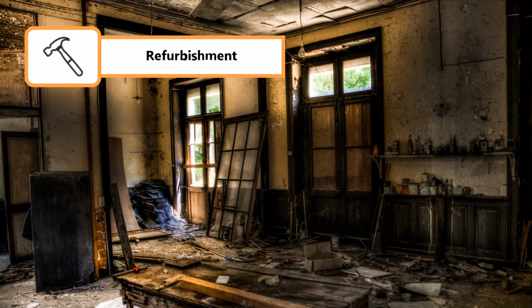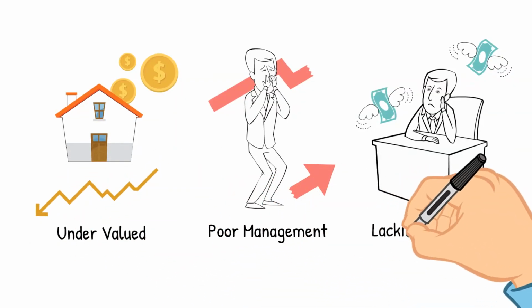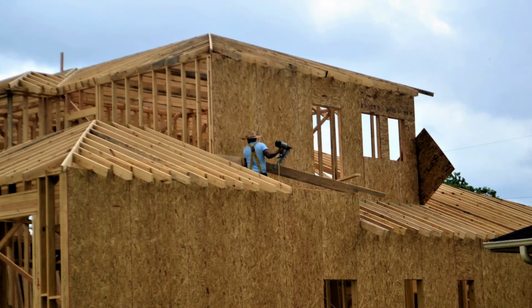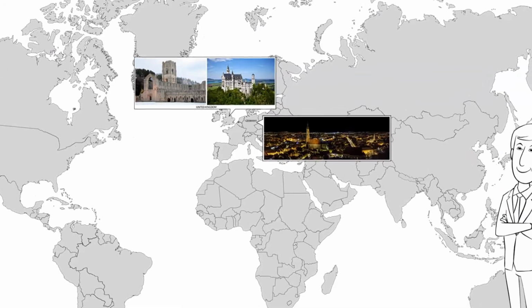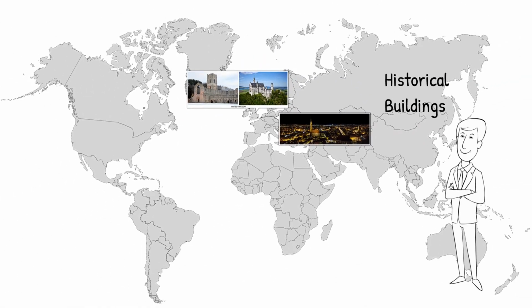Refurbishment. Sometimes, properties can become undervalued. These can be due to poor management, lacking financials, or due to being abandoned. Simple renovation may not be enough. Plenty of incentives exist around the world to encourage refurbishment. For example, in the UK and Germany, it is encouraged to refurbish historical buildings to revive and maintain their value, both historically and financially.